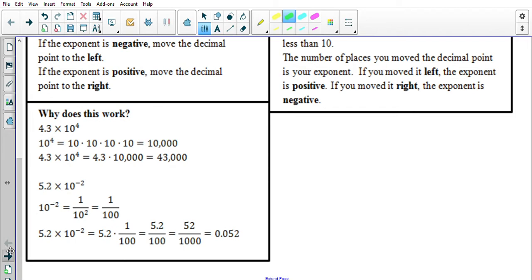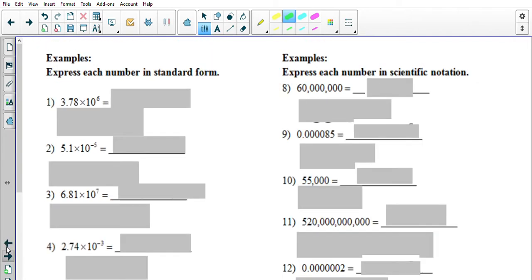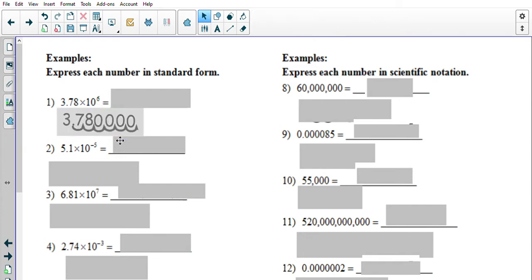So let's do some examples of writing numbers in standard form from scientific notation. So I'm going to go down along this left-hand side. It goes on the second page of your guided notes as well. The number 1 is 3.78 times 10 to the 6th power. Because it's a positive exponent, I'm going to move the decimal point to the right, and I'm going to move it 6 places. So you can see these little loops that I made here.